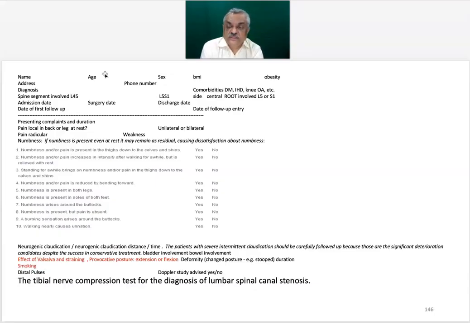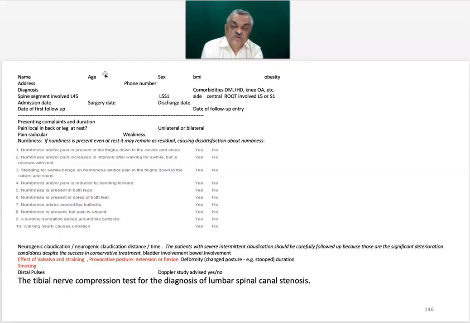We note in these 10 questions which have been shown before: numbness and or pain present in the thighs down to the calves and the shins. Numbness and pain increases in intensity after walking for a while but is relieved at rest. Standing for a while brings on numbness and or pain in thighs down to the calves or shins. Numbness and pain reduced by bending forward. Numbness is present in both legs.